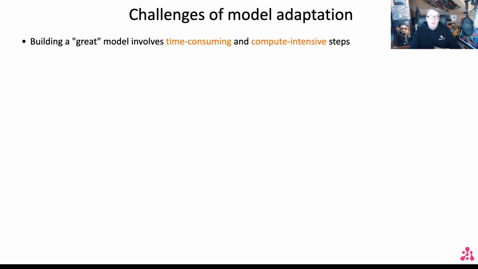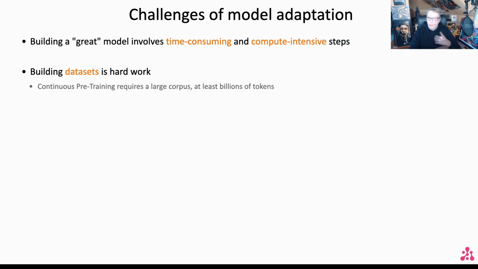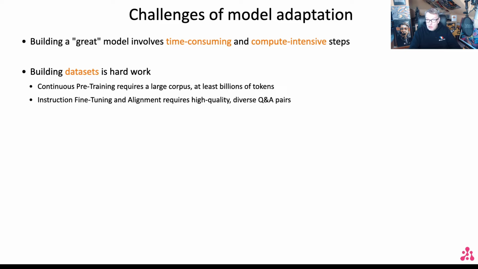So as we just saw, building a great model, and the definition of great should be your own definition, not mine, involves many steps, and they're compute intensive and time consuming. I cannot overstate how important this is, especially if you're going to do continuous pre-training. You need a lot of data, a lot of good quality data. And for instruction fine-tuning and alignment, you need Q&A pairs. You don't need a million, but they need to be high quality, they need to be diverse, they need to represent the breadth and depth of questions that the model is likely to receive.